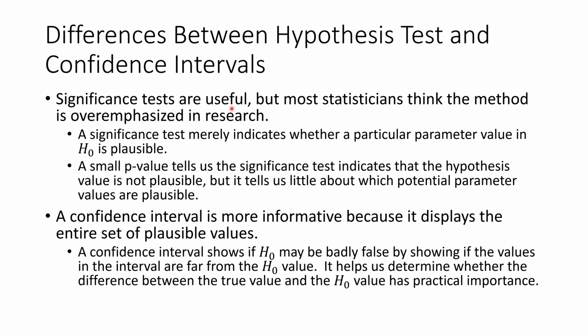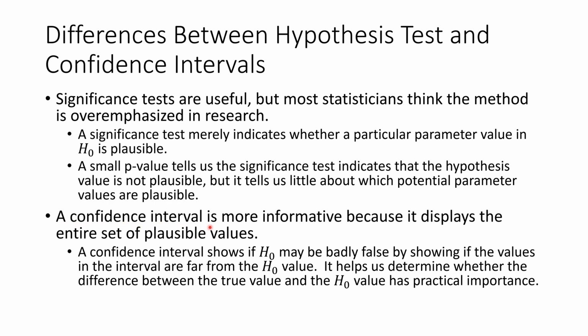Significant tests are useful, but most statisticians think the method is overemphasized in research. A significance test merely indicates whether a particular parameter value in the null hypothesis is plausible. A small p-value tells us the significance test indicates that the hypothesized value is not plausible, but it tells us little about which potential parameter values are plausible.